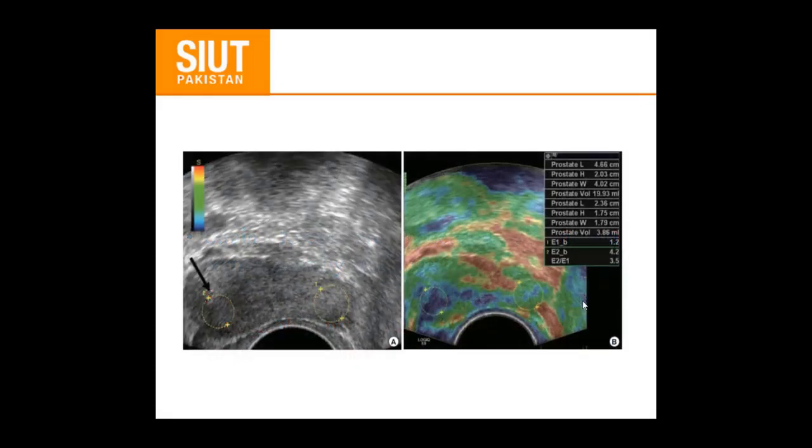This is the lesion, the suspected lesion, and this bluish area is the stiffer area than the normal one on elastography. In these images, this is about 3.5% stiffer than the normal.